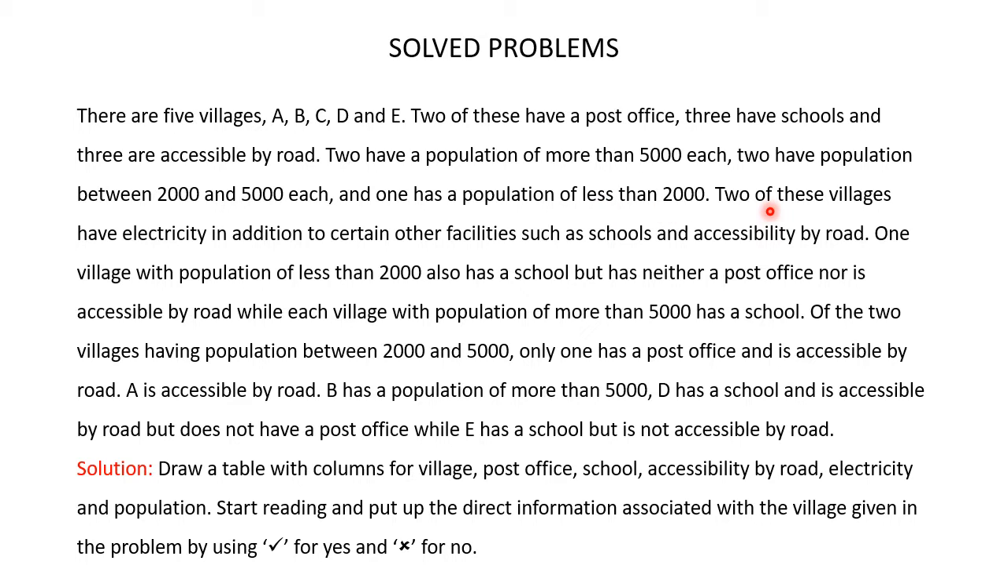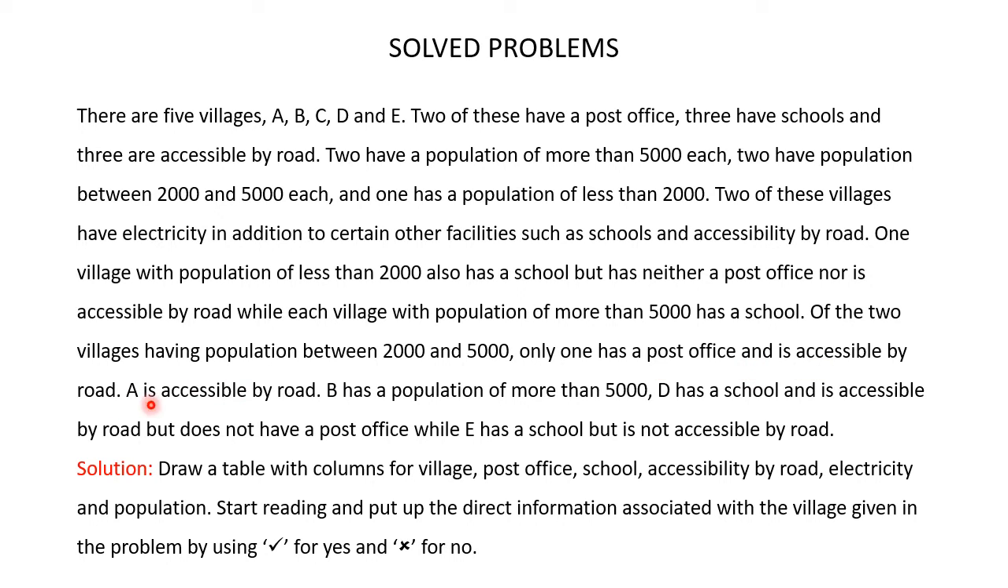2 of these villages have electricity in addition to certain other facilities such as school and accessibility by road. 1 village with population of less than 2,000 also has a school but has neither a post office nor is accessible by road, while each village with population of more than 5,000 has a school. Of the 2 villages having population between 2,000 and 5,000, only one has a post office and is accessible by road.